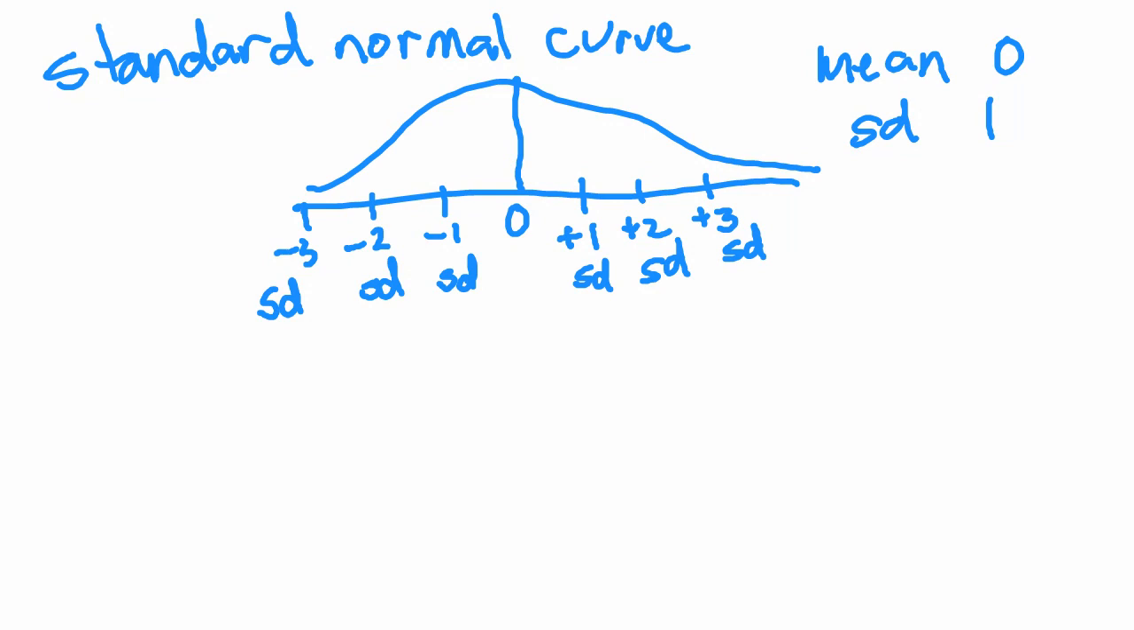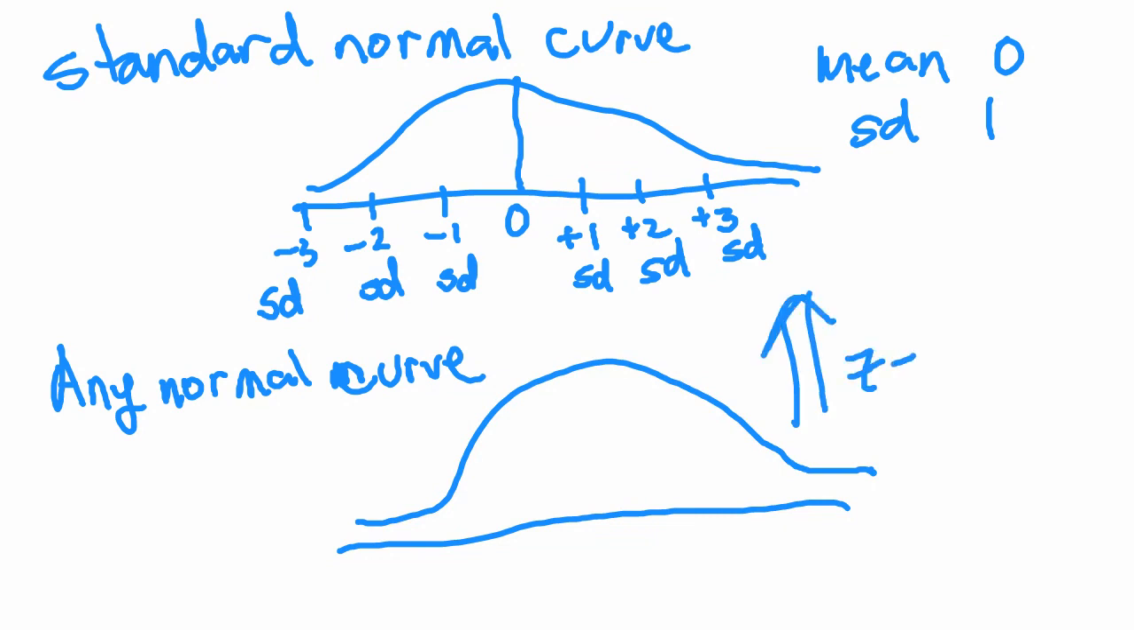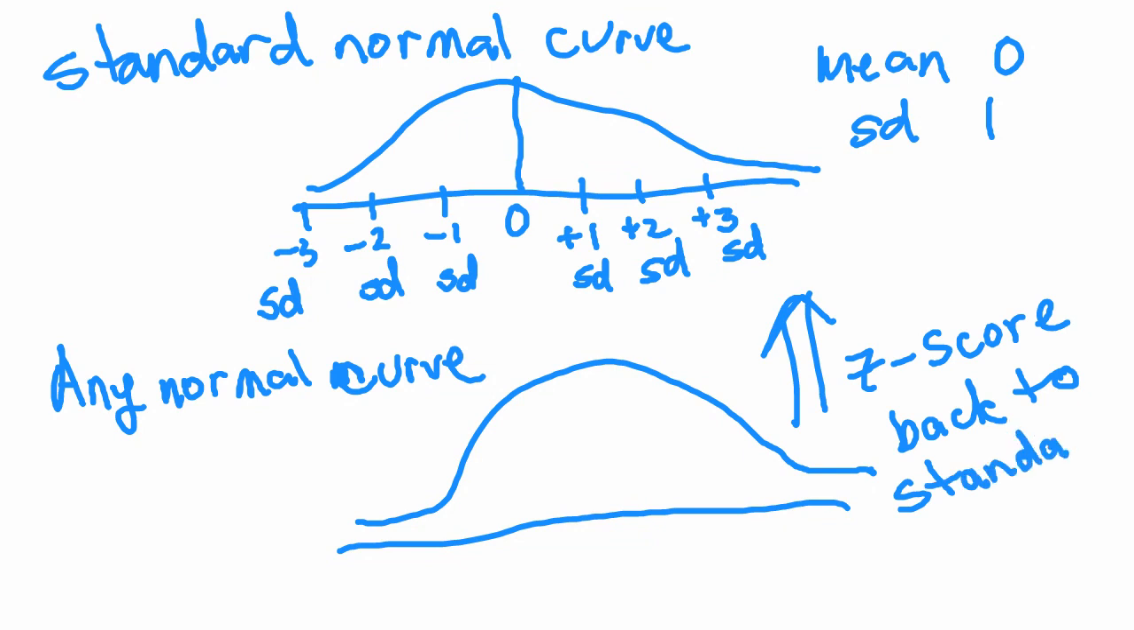So why do we need that? Well, we need that because there's so many normal curves out in real life. If we talk about any normal curve, of course, the mean's not 0. But what we do is we use the z-score. The z-score takes any normal curve back to the standard normal curve. So we can compare any normal curve if we take each one back to the standard.